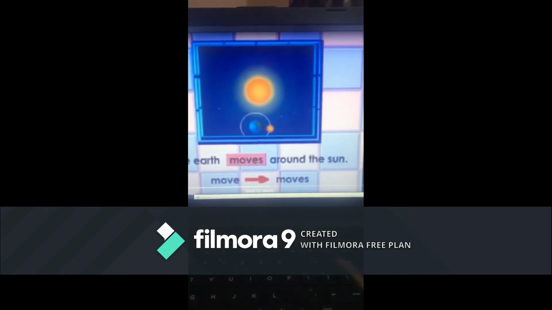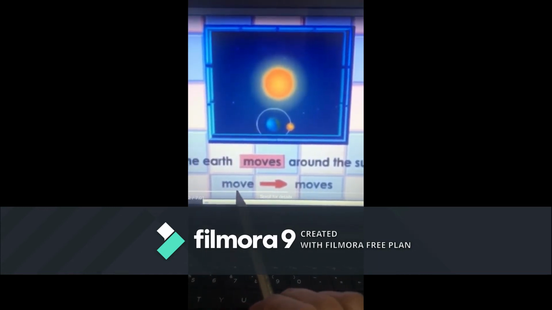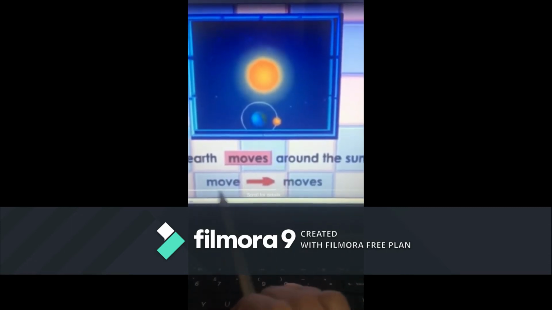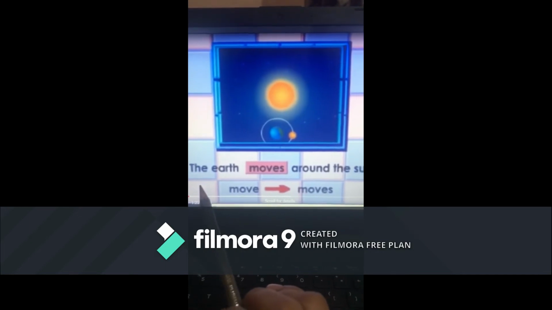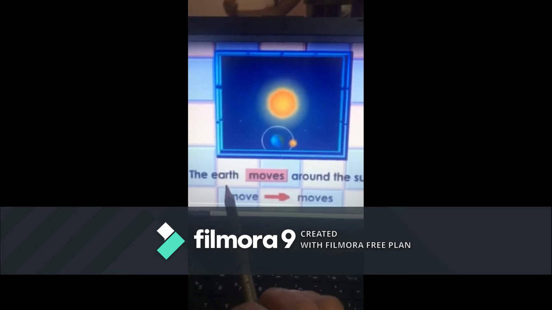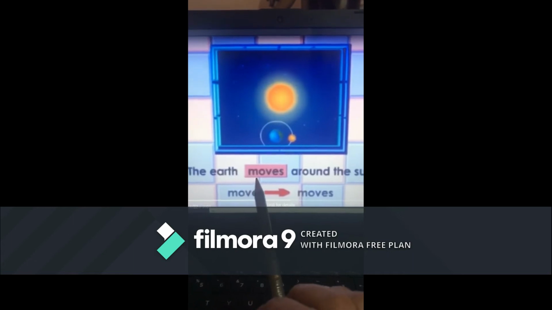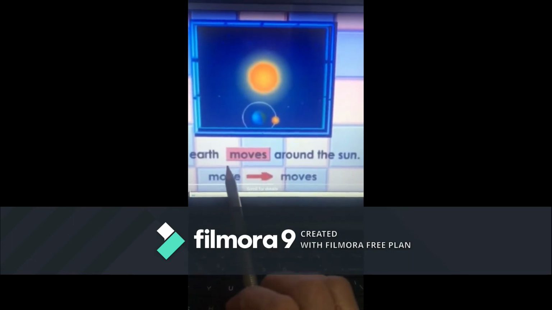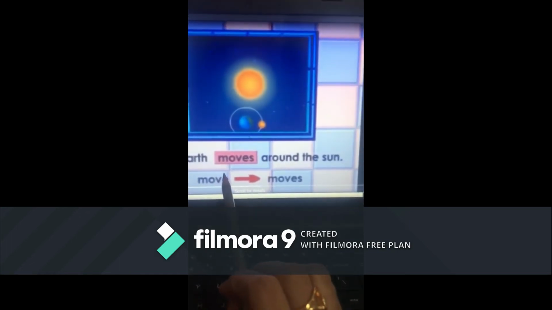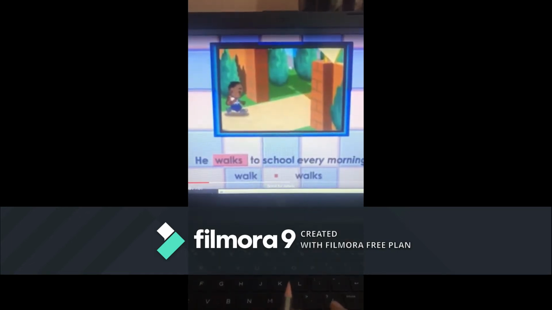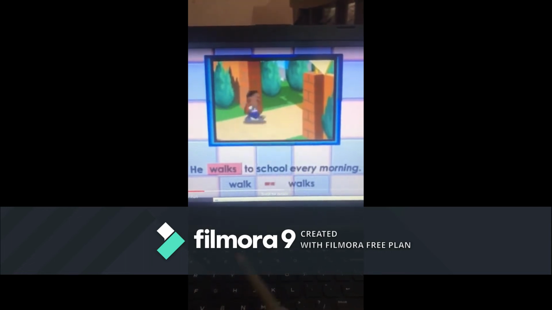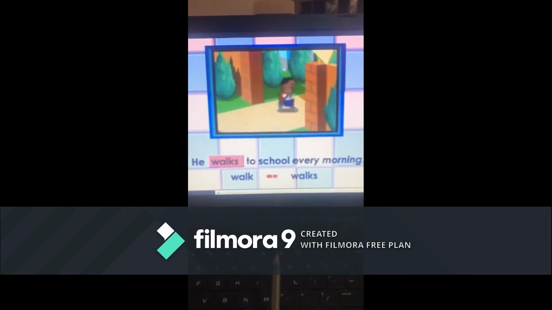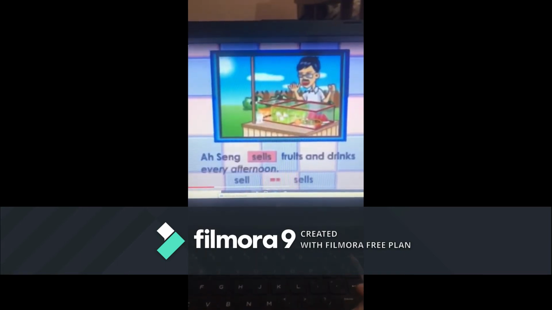Alright. So here the verb, the action word, was move. We have added s to move. It becomes moves. So the noun was the earth, and we have added s to the verb. It becomes the verb moves. The earth moves around the sun. We'll take another example. He walks to school every morning. Okay, walk becomes walks. Alright.